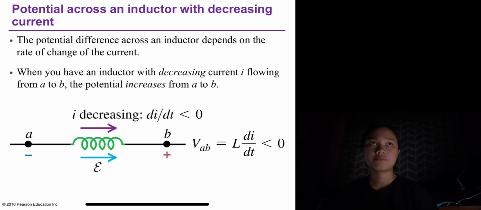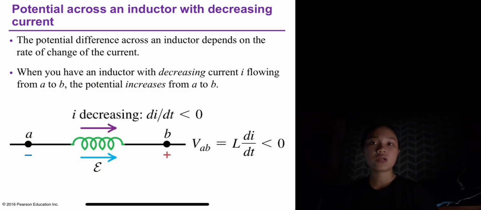Now, let us consider what happens when the current through an inductor begins to decrease. As the current drops, the magnetic field surrounding the inductor starts to weaken and collapse. So this changing magnetic field once again induces an EMF, just as Faraday's law predicts.